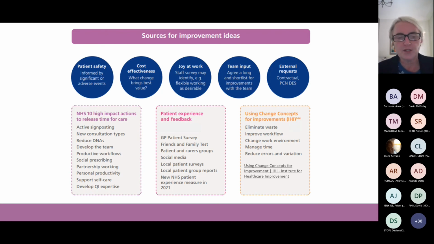We signpost to the NHS 10 high impact actions to release time for care, and there are a lot of resources around this if you go to the link in the guide or just Google that into the NHS resource. Tom's going to talk in a minute about using patient experience and feedback to measure change, but this is also a really good source for improvement projects. And then if you want to go a little bit deeper, you can go to the Institute for Healthcare Improvement change concepts, which looks at eliminating waste.